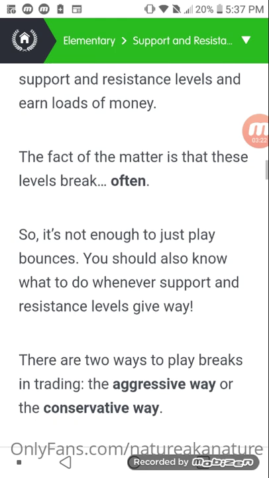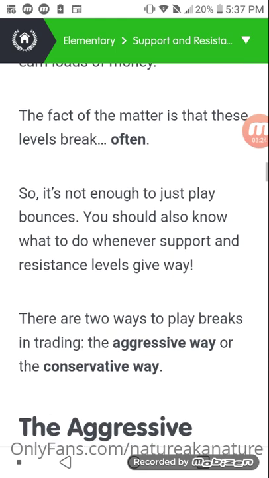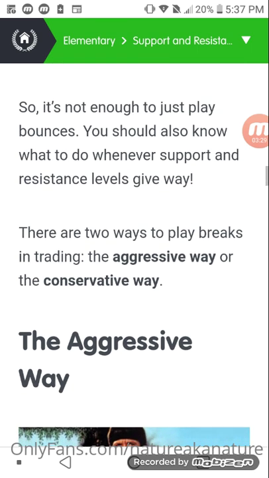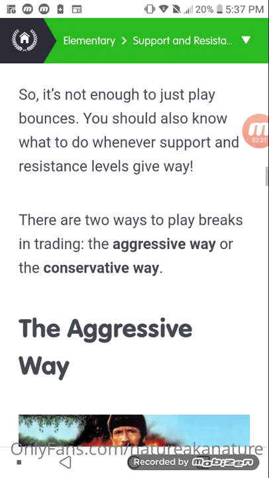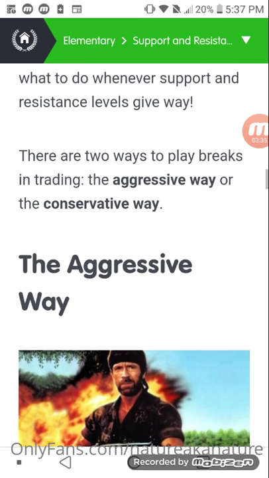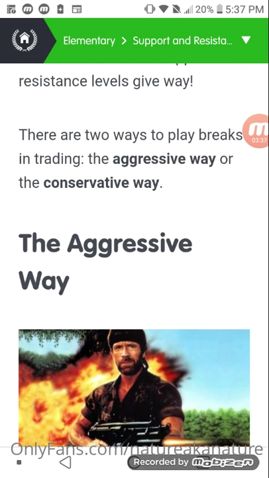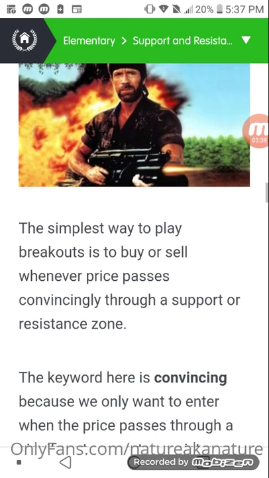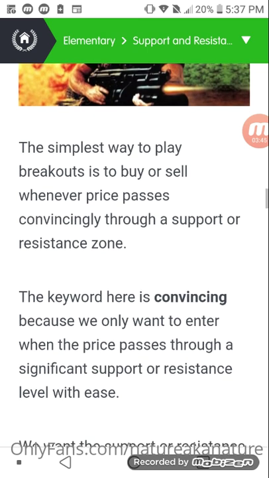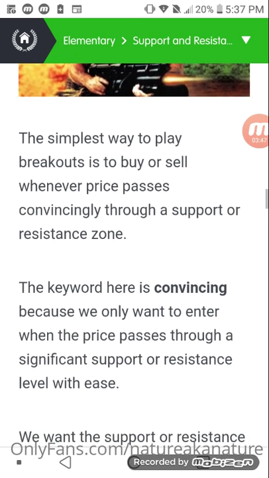So it's not enough to just play the bounce. You should also know what to do whenever support and resistance levels break, or give way. There are two ways to play the break: the aggressive way and the conservative way. The aggressive way to play the break is to simply play the breakout, or play the break once price breaks through with ease.